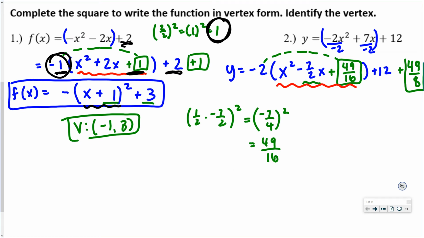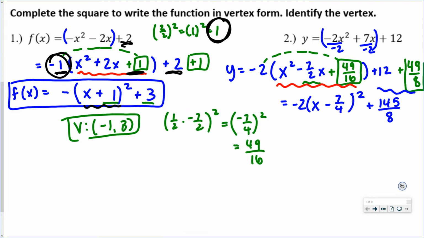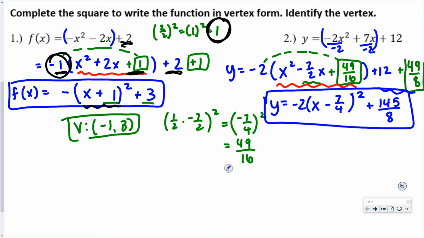All right, then this factors to a perfect square trinomial: x minus, you've got to do half of this term, 7/4, squared. When I add these together, I got 145/8, and you can do that in your calculator, or you can do common denominators if you want. So there's my final answer in vertex form, just not pretty numbers. That's okay. So we're doing one of these together.